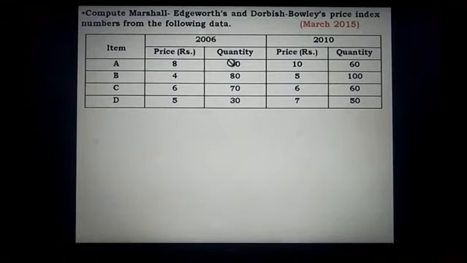Price and quantities are given in 2006, which is the base year, and price and quantities are given in 2010, which is the current year. Then, based upon Marshall Edgeworth and Dorbish-Bowley's price index numbers, the formula will be written. Based on the formula, whatever required columns there will be, those will be calculated. Substitute in the formula and get the answer. This is not at all new to you. You have been doing it since the beginning of the chapter index number. We have solved many such problems already.